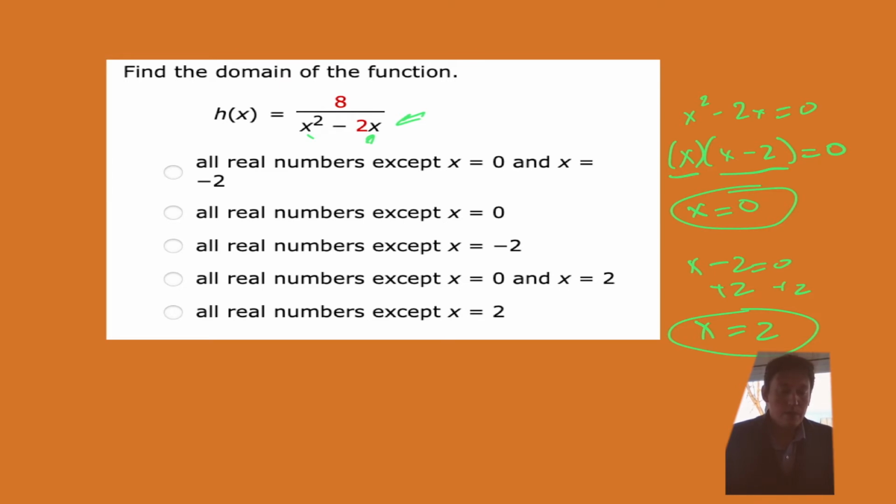So, all real numbers except for 0 and -2, that is not correct. All real numbers except for 0, that's partially correct. All real numbers except for -2, that is not correct. All real numbers except for 0 and 2, yes. And all real numbers except for x equals 2, that is also not correct. So this is our answer.